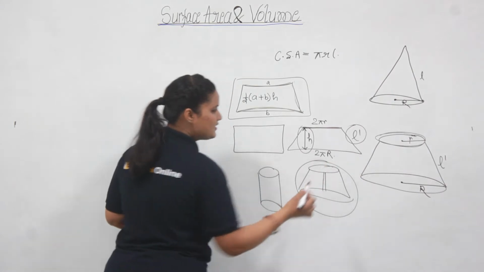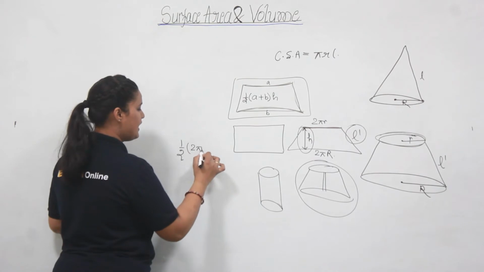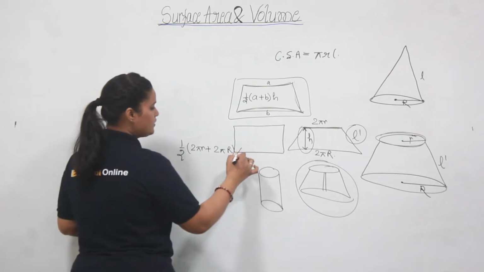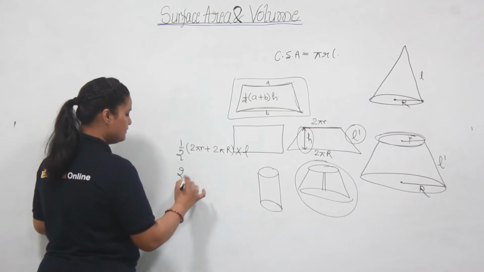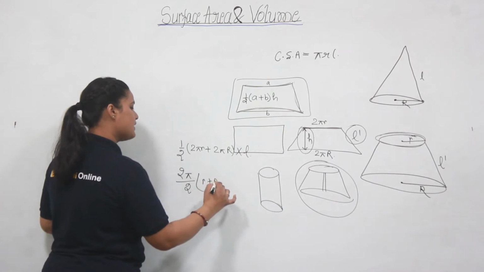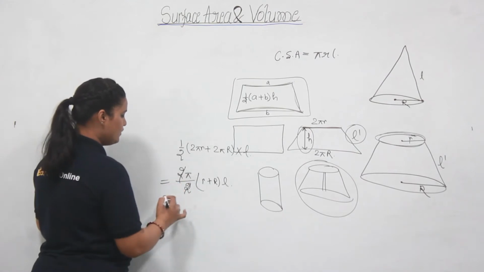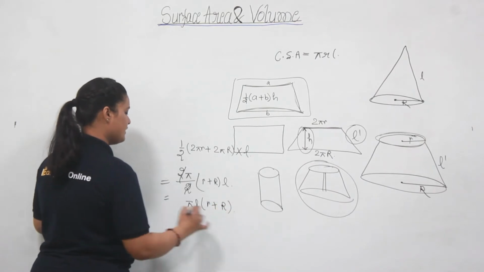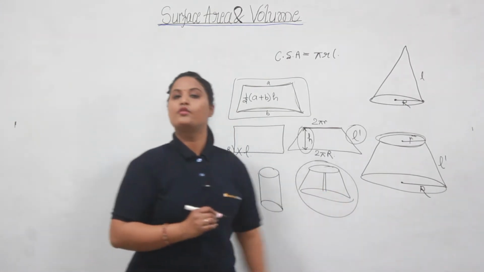As I just proved, what will be the length of these two sides? It will be 2 pi r plus 2 pi capital R, into L, right? I will take 2 as common and pi as common. It is upon 2 and it will be r plus R and L. Clear? Now cancel 2 and it will be pi L (r plus R). And this is the curved surface area of the frustum of a cone.